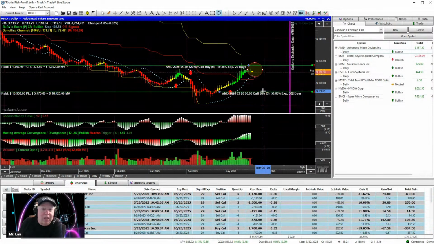Well, it didn't break the blue lines. And so I can't do anything. It didn't break the blue lines. Damn it. I wanted it to break the blue lines. You hear me say that all the time, right? It's because those are decision points. Those are points where the market's going to make a decision.